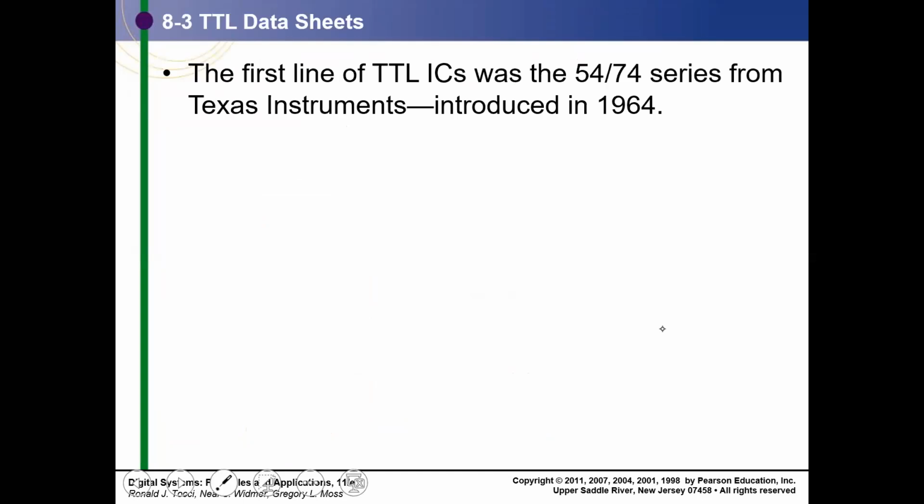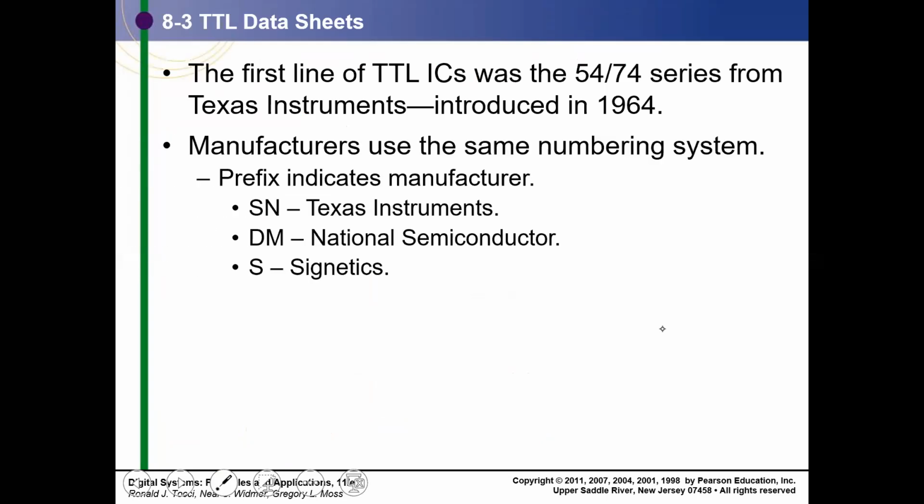So the first kind of TTL ICs were the 74 and 54 series, which were from Texas. And there are various manufacturers. You will never use 54 because it is a military spec device and they are very costly. So we just don't use them. And 74 is a commercial series.